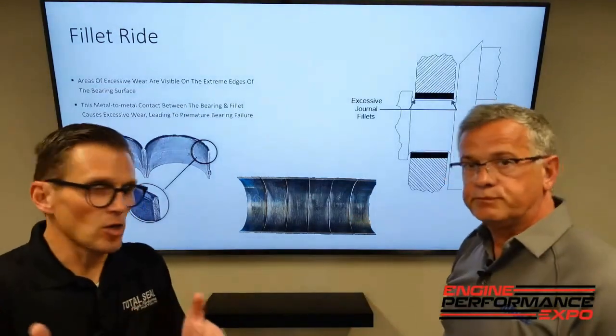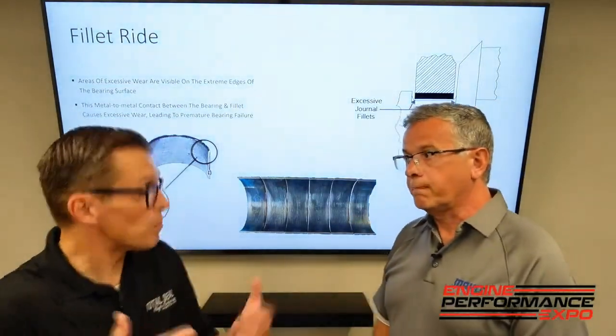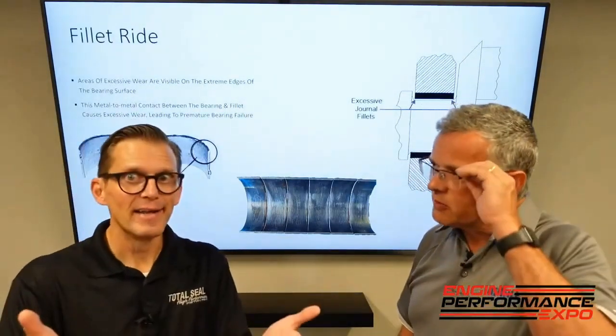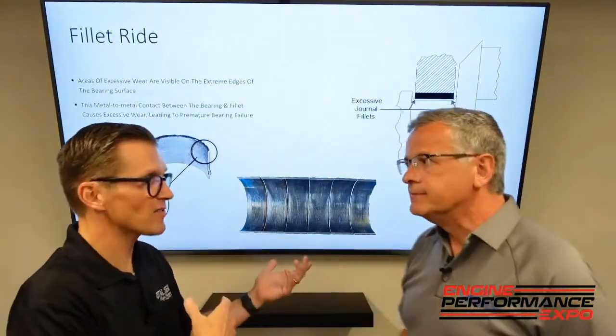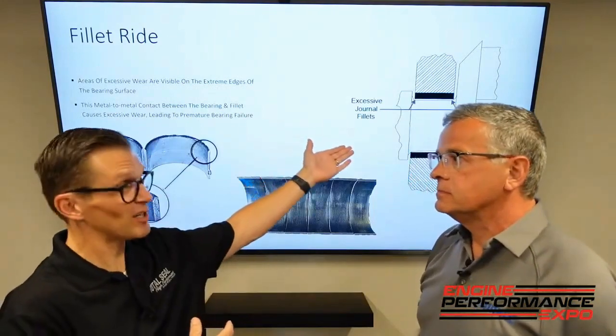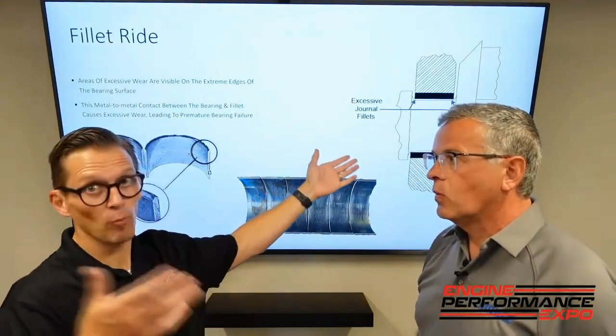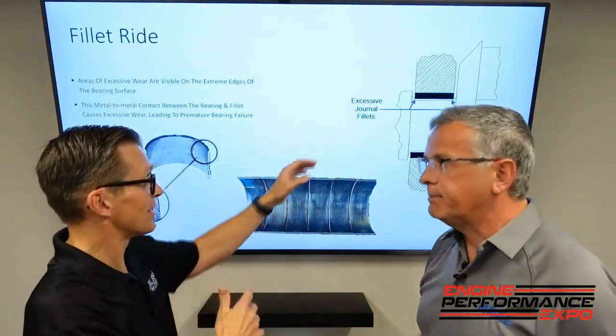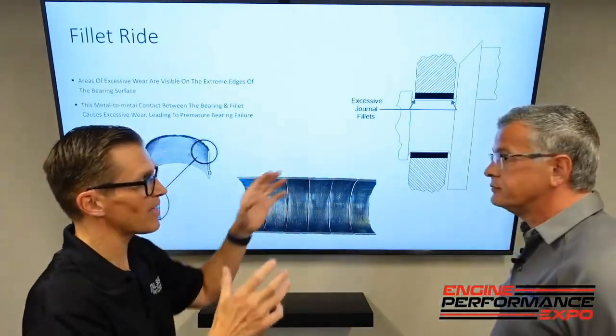Okay, so that makes sense. Like with the Engine Performance Expo engine, boosted, we know we like more boost, it makes more power, it's fun. But you need a stronger crankshaft. So the way the crankshaft designers are trying to increase that strength for more boost is adding more meat to that fillet radius, but now it's taking up that clearance between the edge of the bearing.